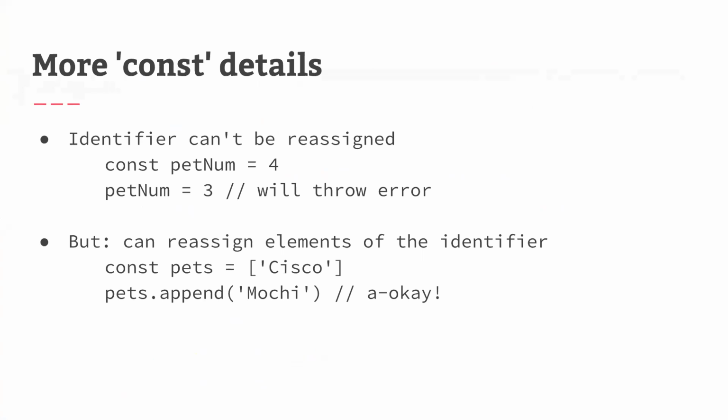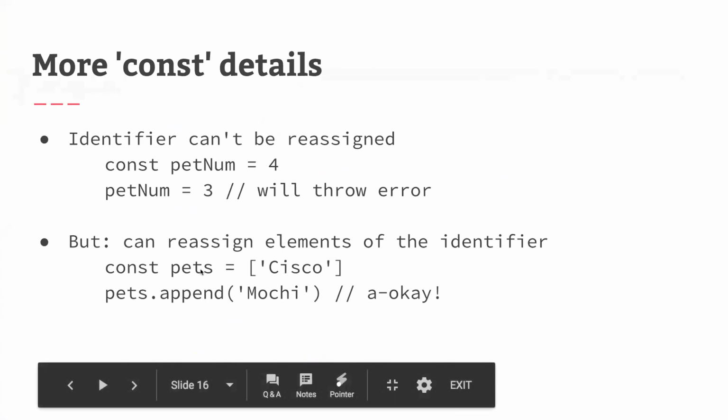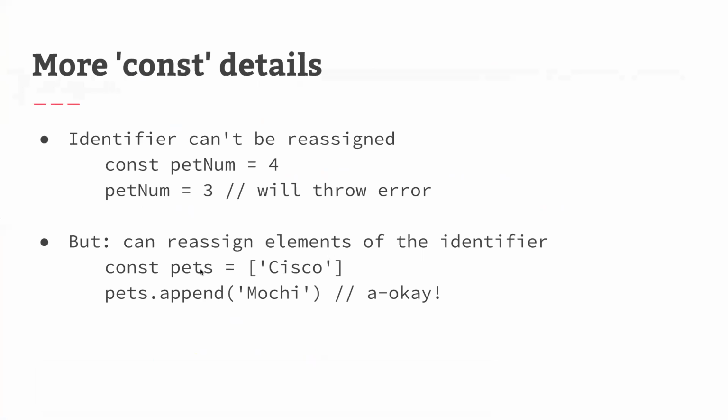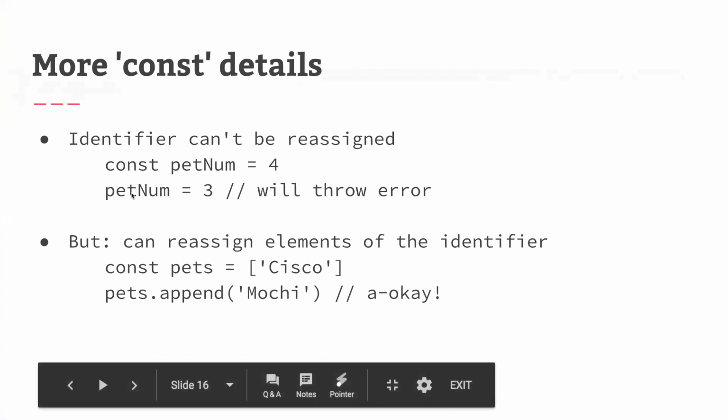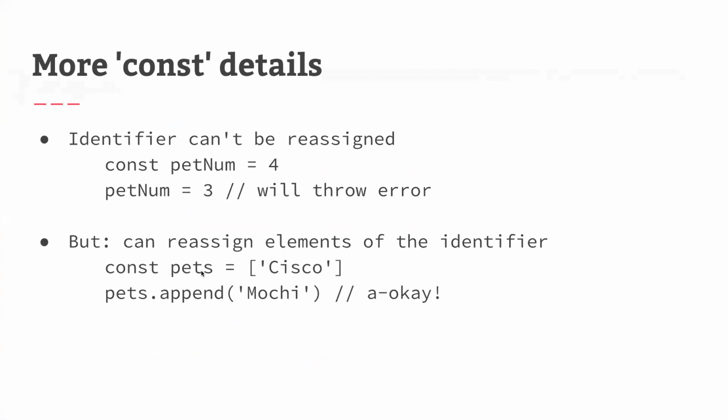You can reassign elements of the identifier. So if I have pets here and it's a const, I can do pets.append. Basically, I can do anything but say pets equals. It's confusing because here pets is not a constant, right? But you can't do equals sign again. And you can't, even without the const, right? I would not use pets as a global here, even though it's a const, because it doesn't have a static value.